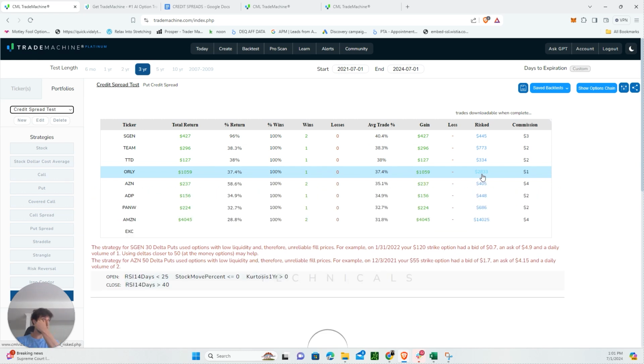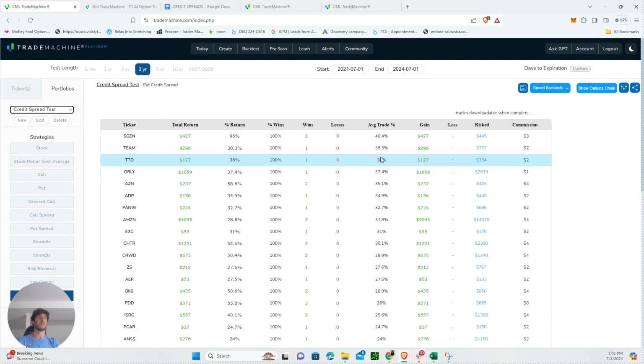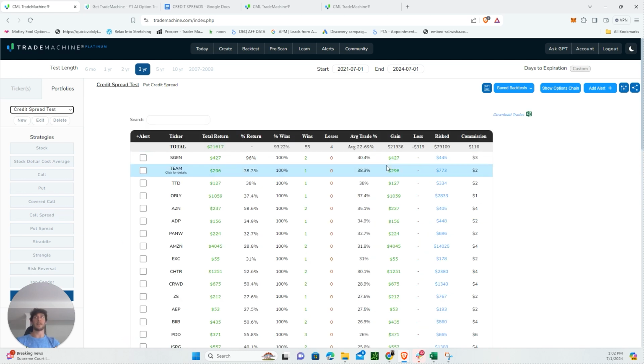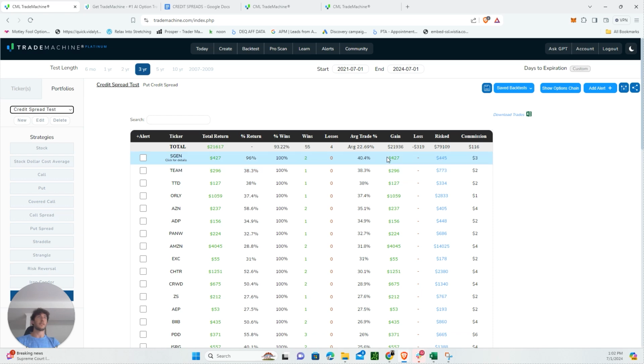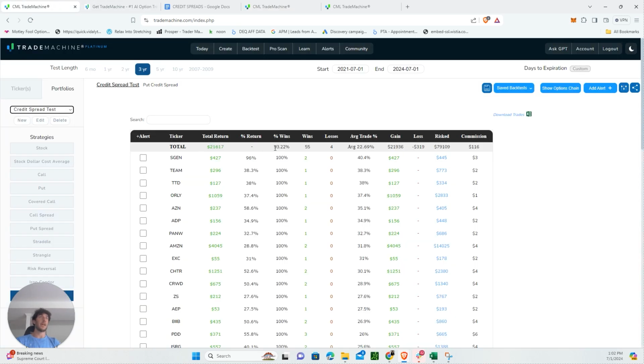And now watch the results. This is where it gets really, really cool. So this is rerunning right now with a selection of those stocks from the existing one. So now, all of a sudden, again, we went from a 56.89% win rate with an average trade of negative 8.12 to, whoops, a 93.22% win rate with an average trade of 22.69%. That's how Trade Machine gets really, really powerful.